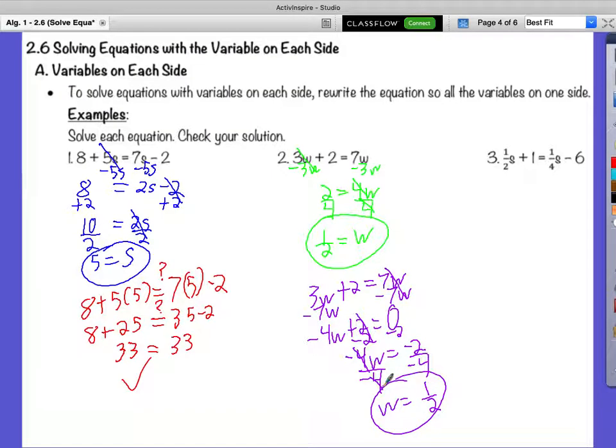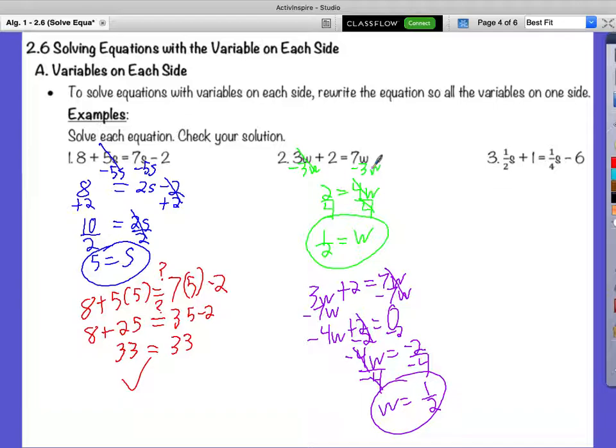So did you get the same answer? Yes. I would argue that this is an extra step, because after we moved the w's, we also had to move the 2 again. Here, you move the w's, you divide it. 2 steps, we were done. Here, this was 3 steps. Both are correct still, but they're just different in the steps. Questions on that?